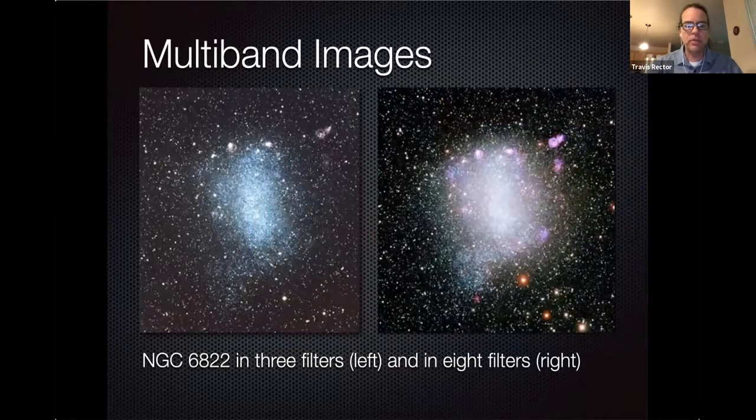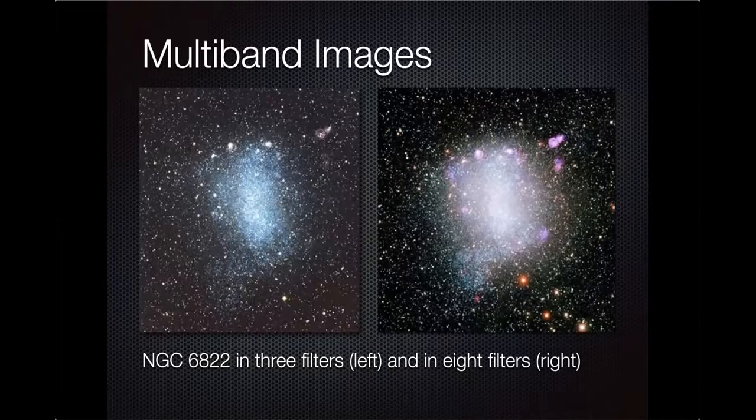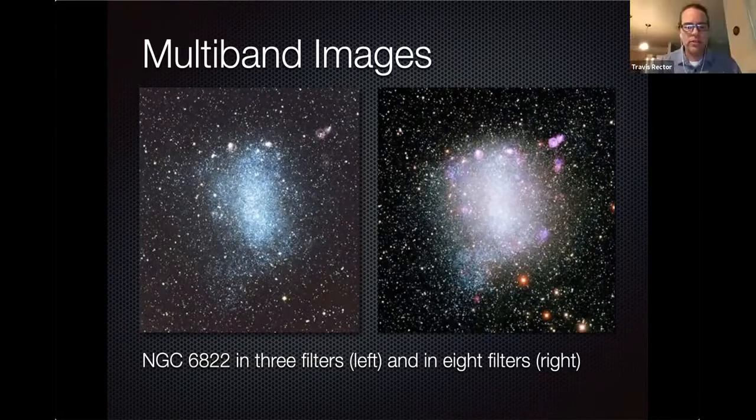This is an example of two color composite images of the dwarf galaxy NGC 6822. The image on the left shows it as it's seen in 3 filters, and the image on the right is how it appears using 8 filters. In the image on the right, we can see more vivid detail. We can see the nebular regions in the galaxy better, and we can see the colors in the stars better.